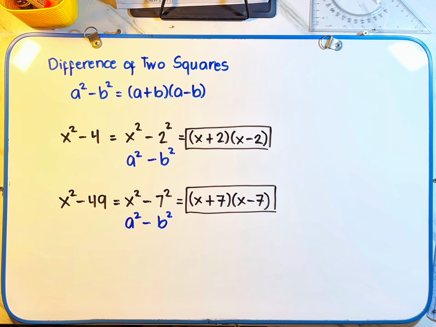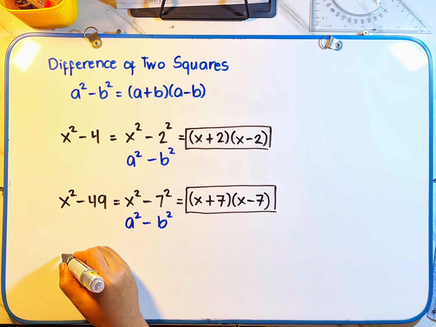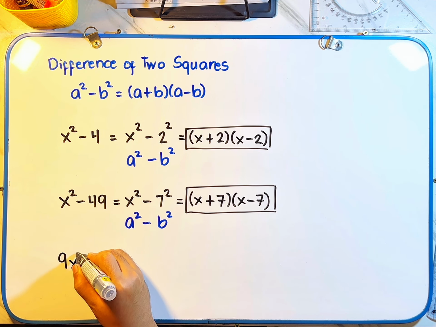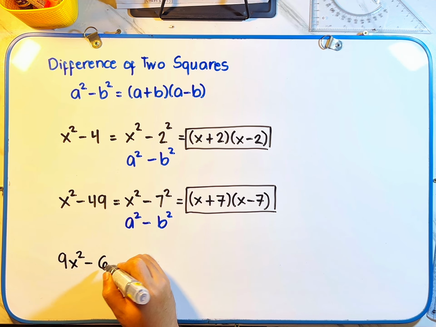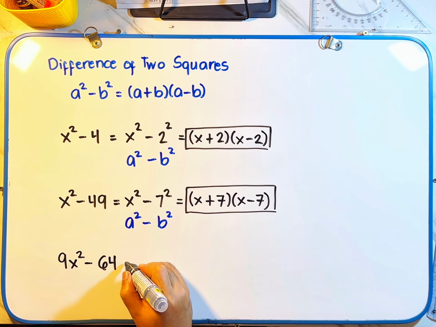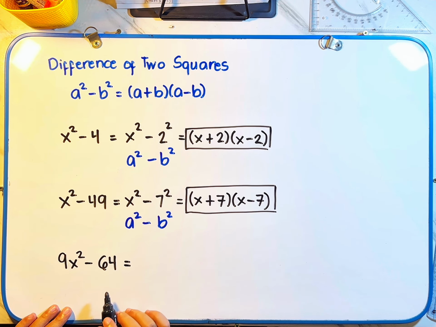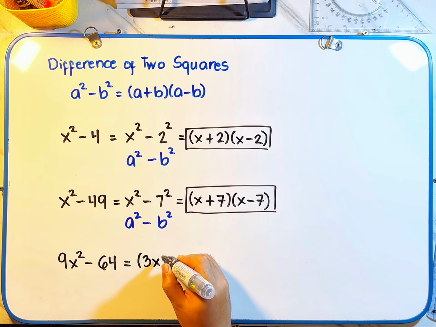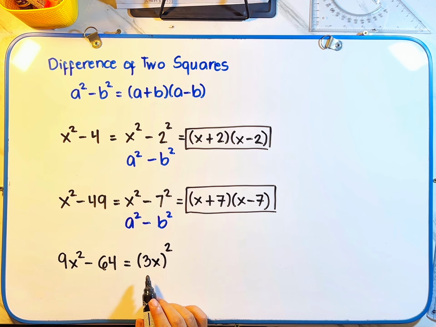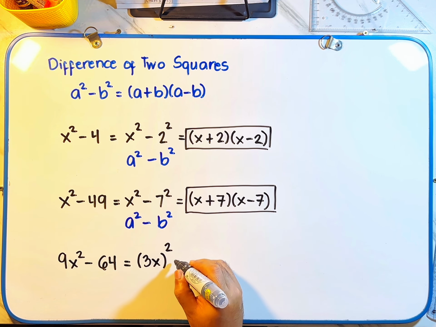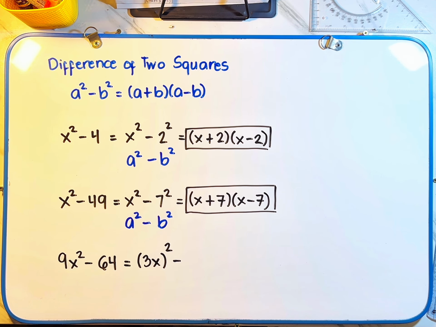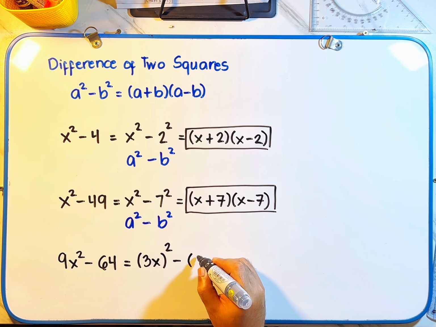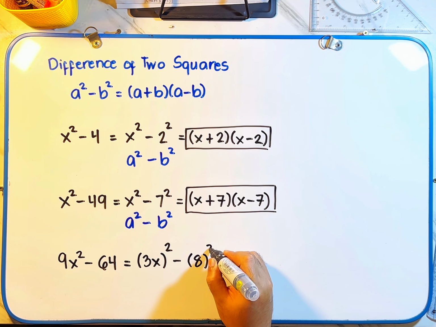Let's try another one. Say factor 9x squared minus 64. Okay. This expression is also an application of difference of two squares because 9x squared is 3x squared. 3 squared is 9 and x squared is x squared, so 9x squared. Minus 64 is also a perfect square, and the square root of 64 is 8, so 8 squared.